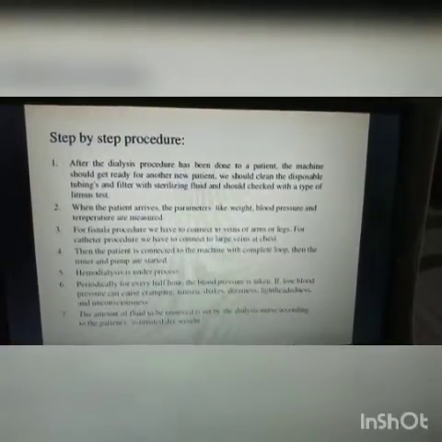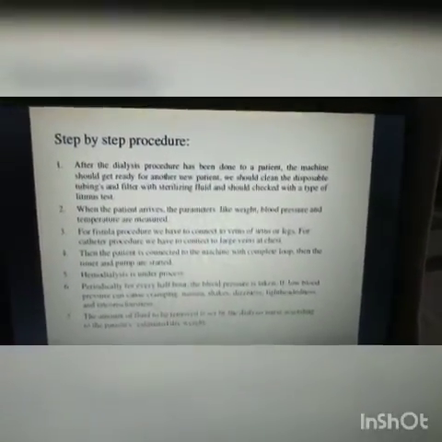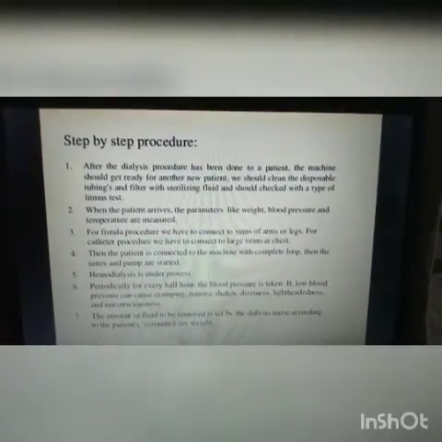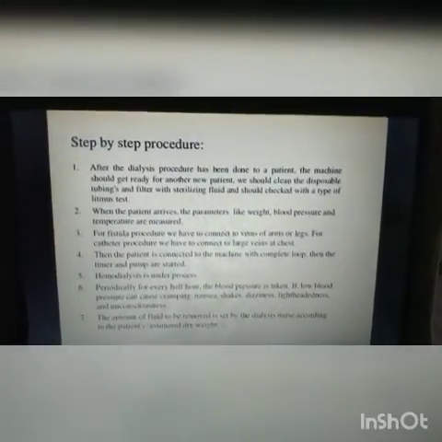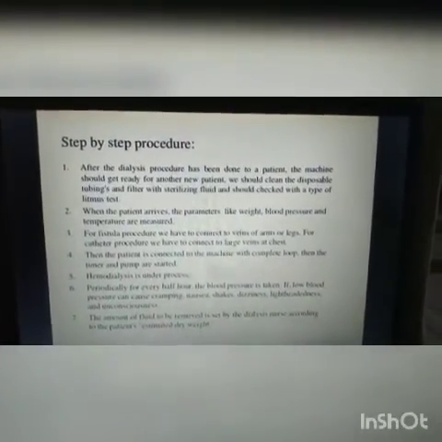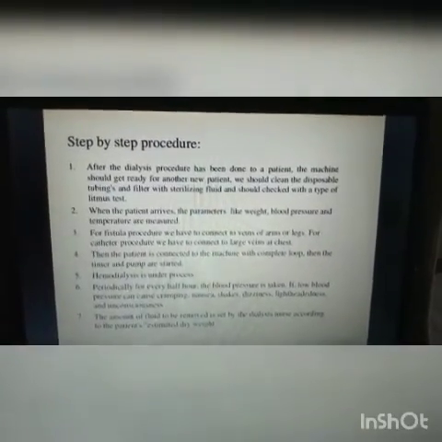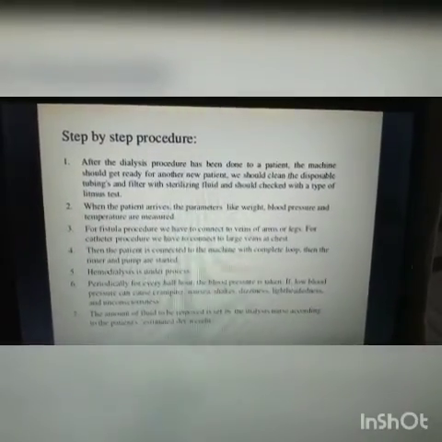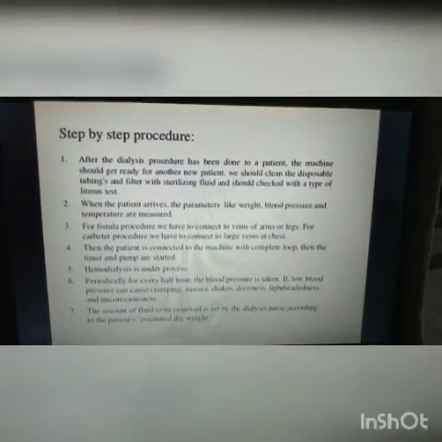First of all, after the dialysis procedure is done for a patient, the machine should get ready for another new patient. We should clean the disposable tubing day to day with the use of sterilizing fluid. Then patient parameters like weight, blood pressure, and temperature are measured. We have to connect the veins of the arms and legs. For the catheterizing procedure, we have to connect the large veins in the chest.